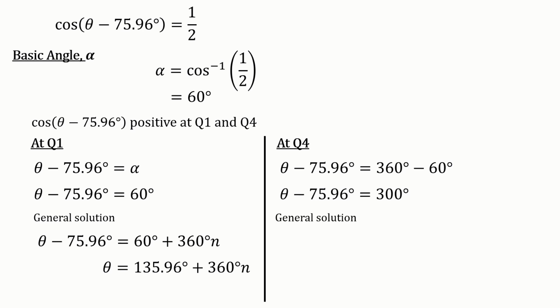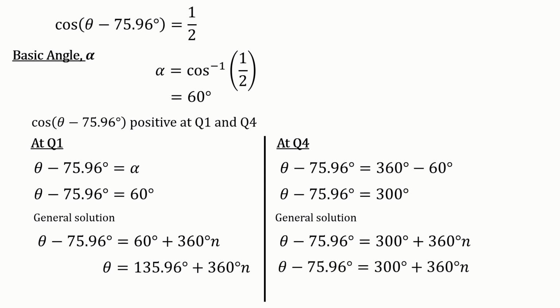And then we form the general solution. So theta minus 75.96 degrees equals 300 plus 360 times n. When we simplify this equation, we have theta equals 375.96 plus 360 times n. Alright, so this is the general solution. Now we are going to substitute suitable n that satisfies the range for theta.